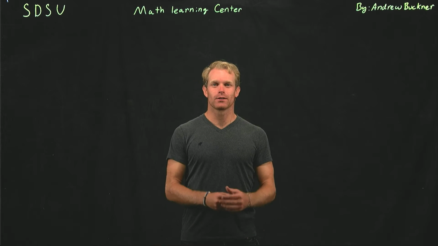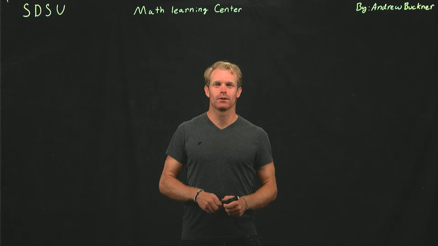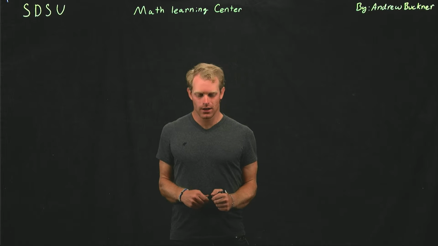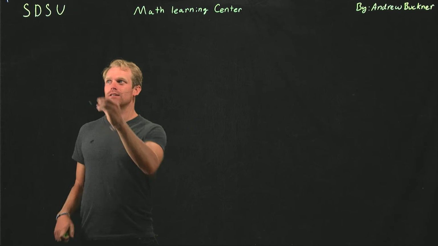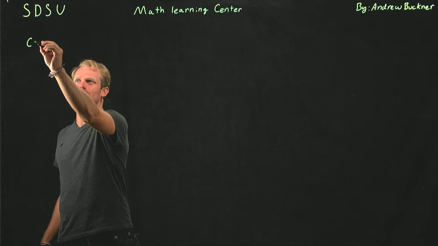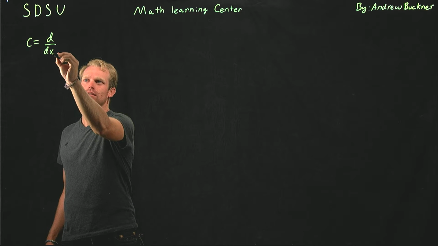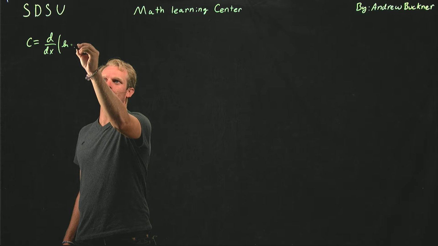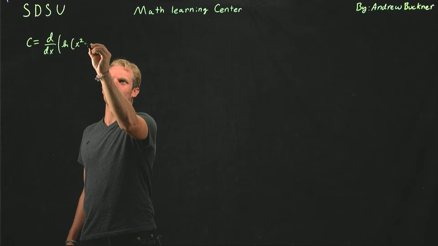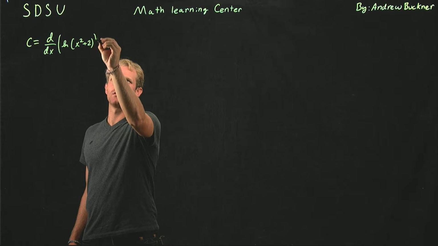Hey guys, welcome. So today what we're going to be going over is ways to derive functions. What the problem gives us is c is equal to the derivative with respect to x of the natural log of x squared plus 2.